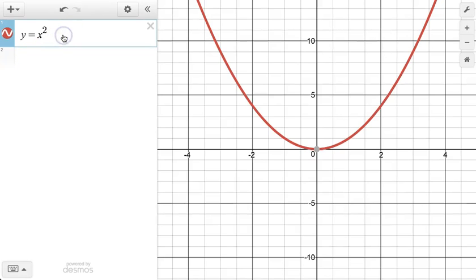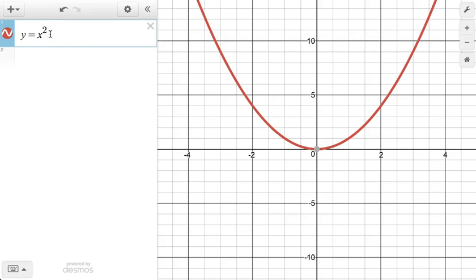Hey students, we're back. I'm going to be doing the examples on the back of the 9-1 notes, adding a C value. So right here we have the parent graph, just the basic y equals x squared. What happens when I start throwing numbers on the end of it?